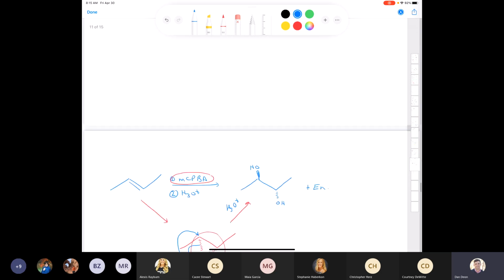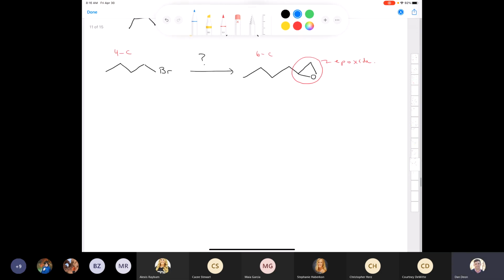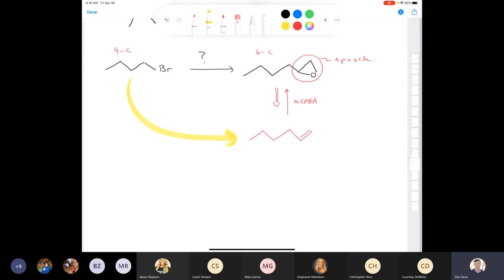So in order for us to make that 3-membered ring, the epoxide, I'd have to have 1, 2, 3, 4, 5, 6 carbons. I'd have to have this alkene, and then I could just treat it with MCPBA to do what's called an epoxidation to make the 3-membered ring. Now, hopefully, the question becomes a little more reasonable. How do I get from this primary alkyl halide to this alkene?